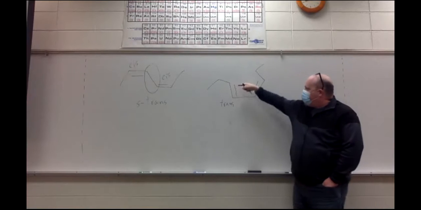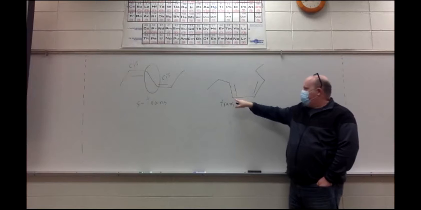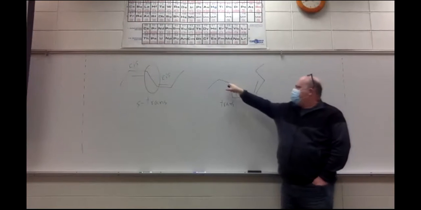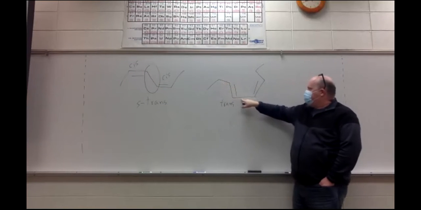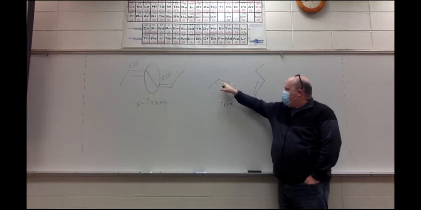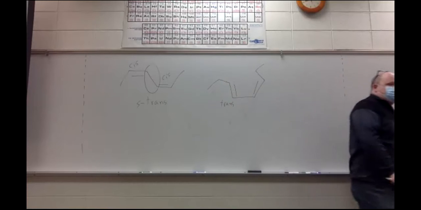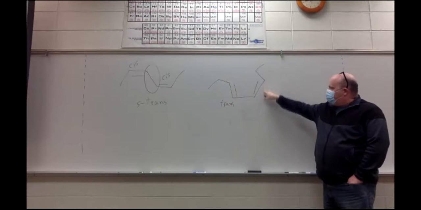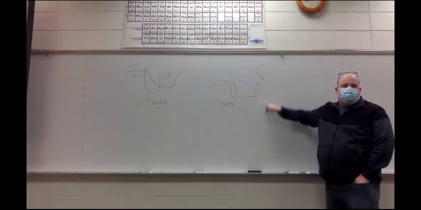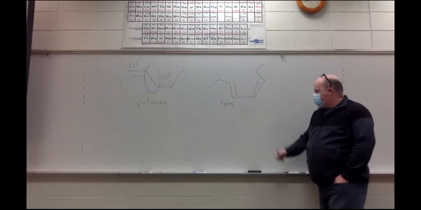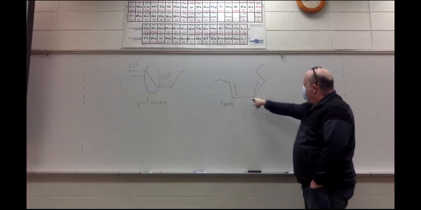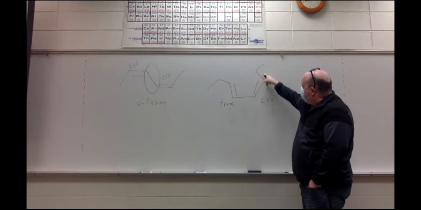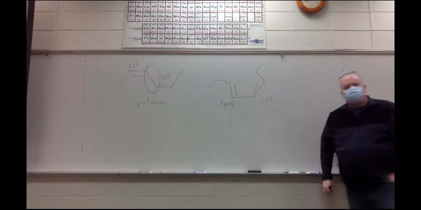because, again, you're looking at the relative positions of the single bonds coming out of the double bonds. You see this single bond, they're pointed in opposite directions. So that one's going to be trans. What about this one? What's the arrangement around this double bond? Cis. Cis, yeah. This single bond, pointed in the same direction.